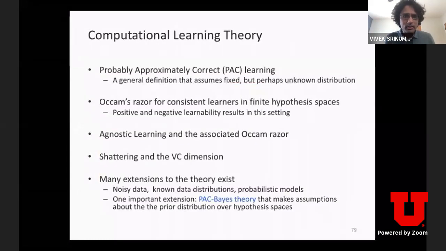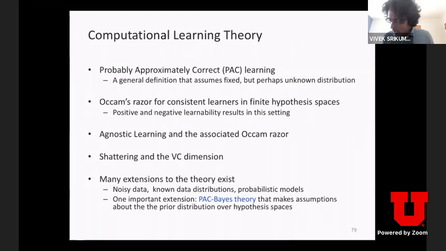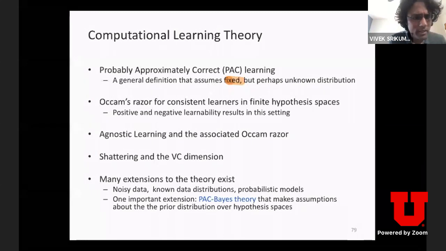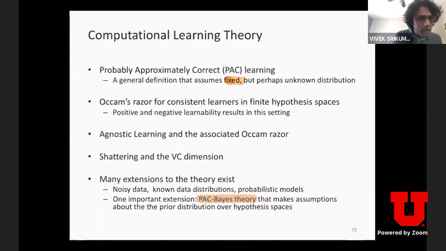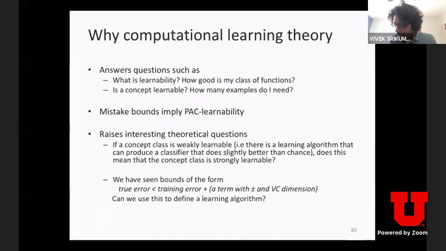Now, there's always the question of why we need this stuff. Computational learning theory, remember, started with the definition of PAC learning, which assumes a fixed but unknown distribution. We saw Occam's razor and all that, and there are many extensions to this theory. One interesting and important extension is PAC-Bayes theory, which makes assumptions about the prior distribution over the hypothesis space and shows that we can get more interesting results. But why do we need this stuff?